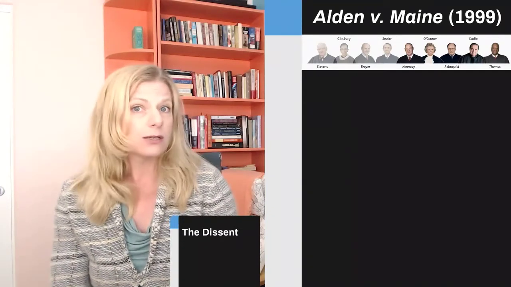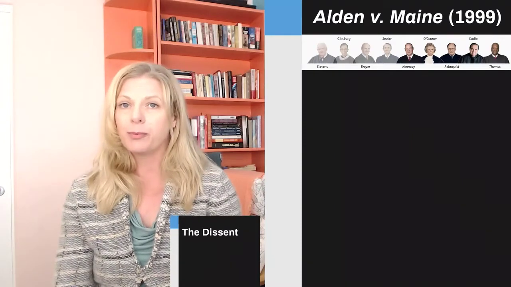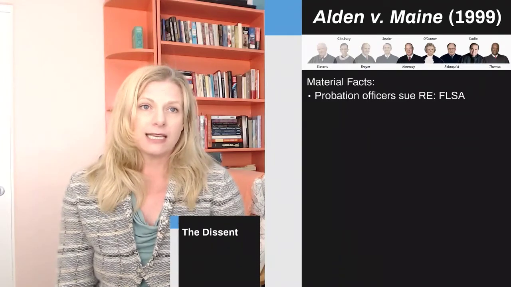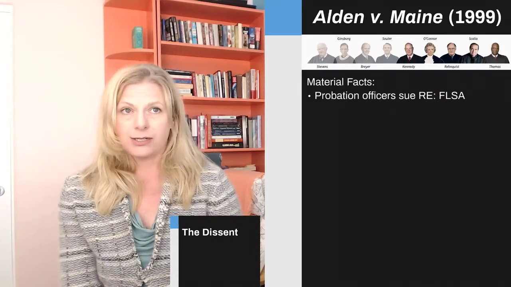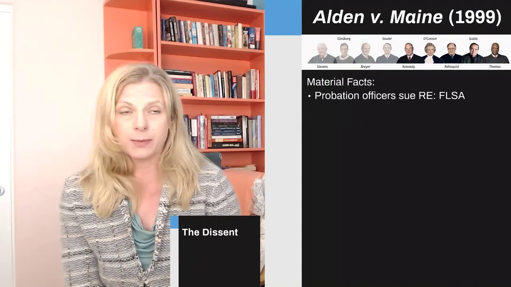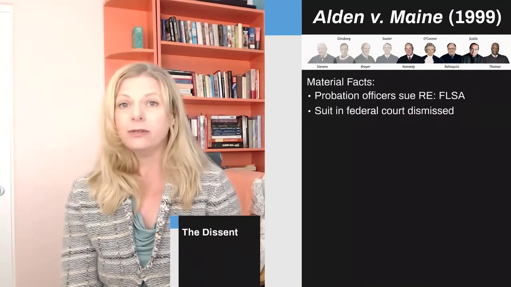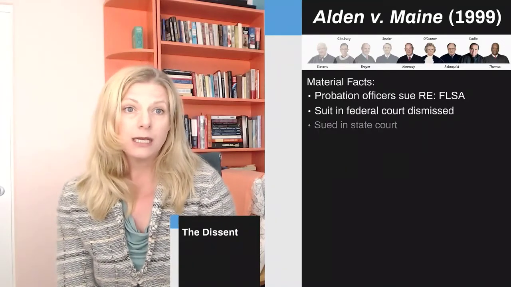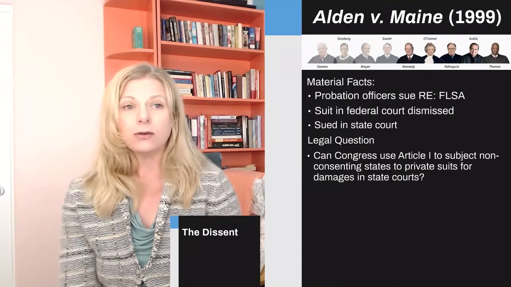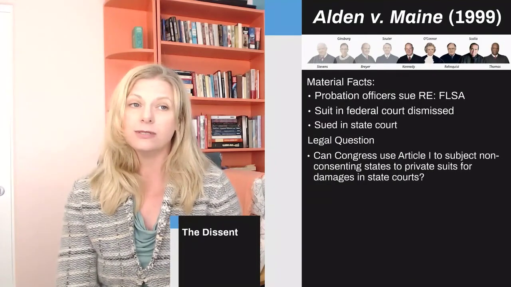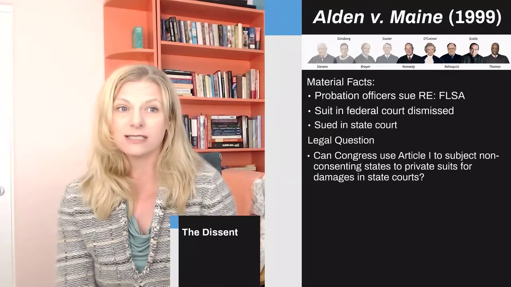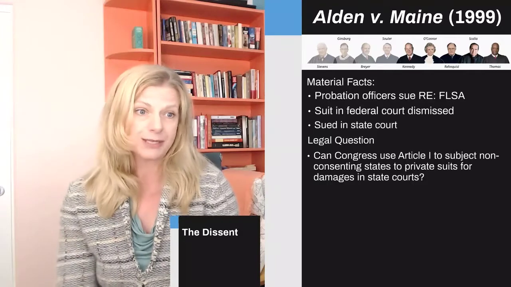Now, the precise legal question is a little different, but it ends up bringing up a lot of these same divides. The facts of the case are this. A group of probation officers sue the state because of violations of the Fair Labor Standards Act. And the suit in federal court is dismissed, and so they sue in state court. And the legal question here is whether Congress can use Article 1 to subject non-consenting states to private suits for damages in their own state courts.